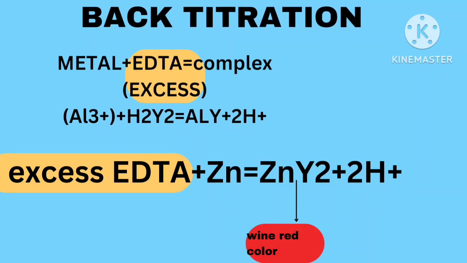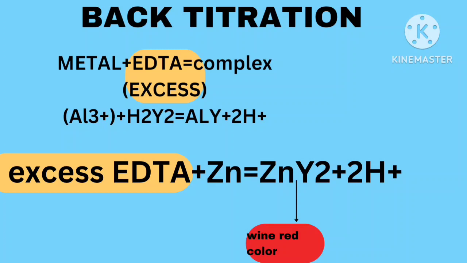Now next is back titration. Understand this very clearly. Metal plus EDTA will form a complex, but here you have to take EDTA in excess amount. For example, you took 2 gram of metal and 3 gram of EDTA, which means excess. The 2 gram of metal reacts with 2 gram of EDTA, and 1 gram of EDTA remains because you took 3 gram of EDTA.